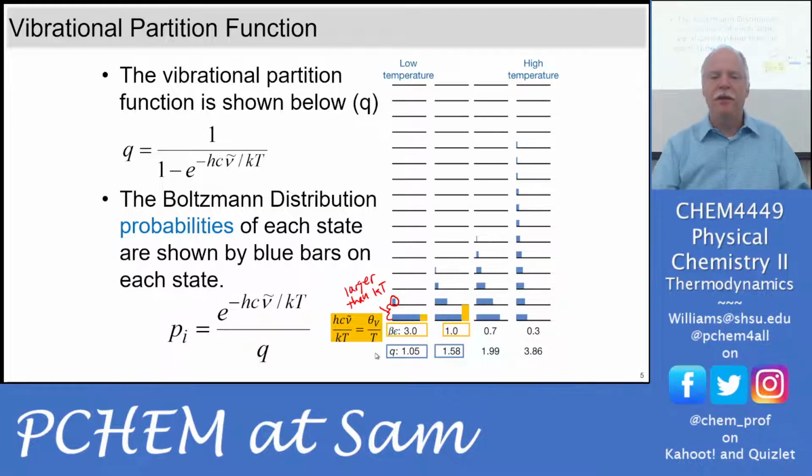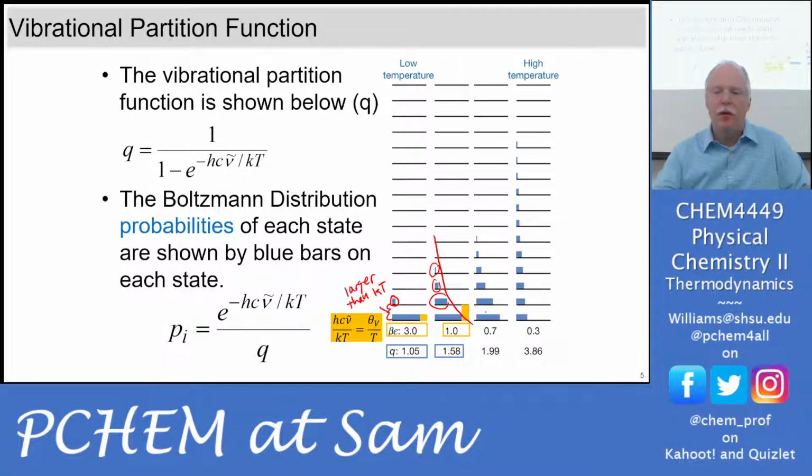So then if theta V, the vibrational temperature, is equal to the temperature of the room, now this little bar graph is kind of representing temperature, and it matches that energy difference. So we have this theta V over T of 1. And now you've got molecules spread all over the place. So this is excited, this is excited, this is excited. So you have that Boltzmann distribution kind of on its side.